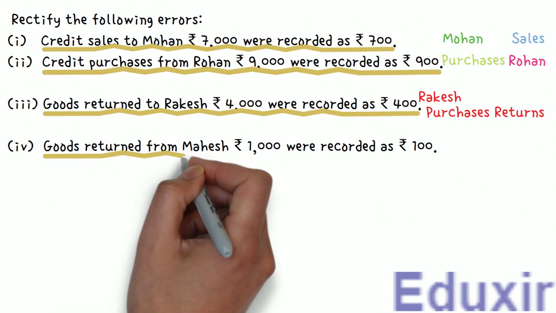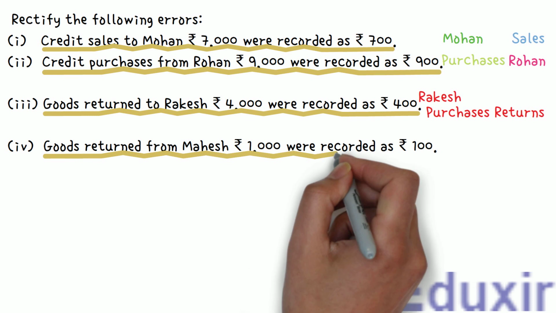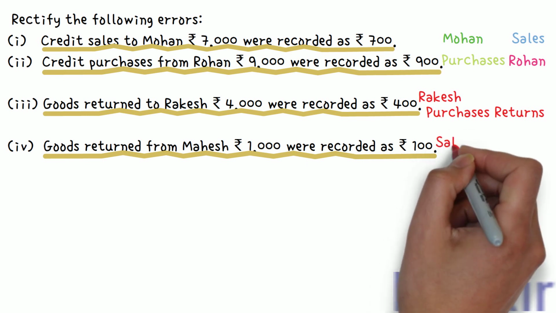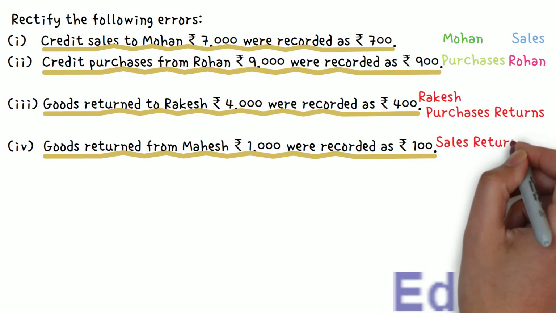As per this error, 1000 rupees worth of goods returned from Mahesh were recorded as 100 rupees. When the goods are returned from the customer, the sales revenue of the business will be decreasing as the customer will not pay for the goods returned by him. The rule to record any decrease in the revenue is to debit the corresponding revenues account. In this case, the sales returns account should be debited, not the sales account.